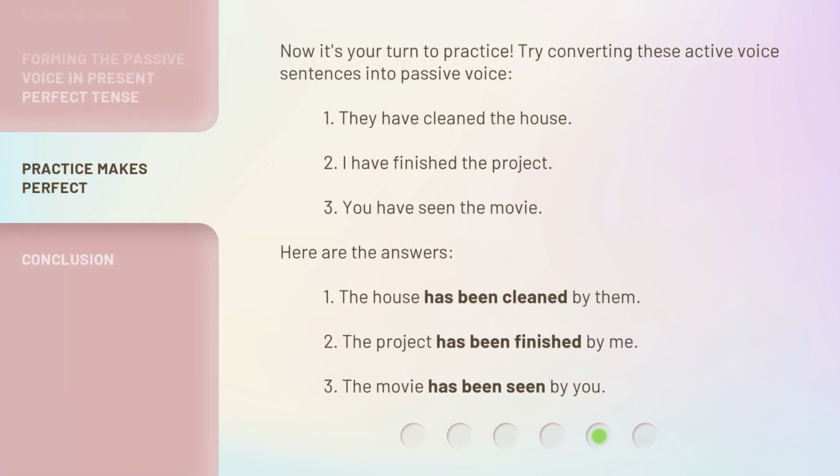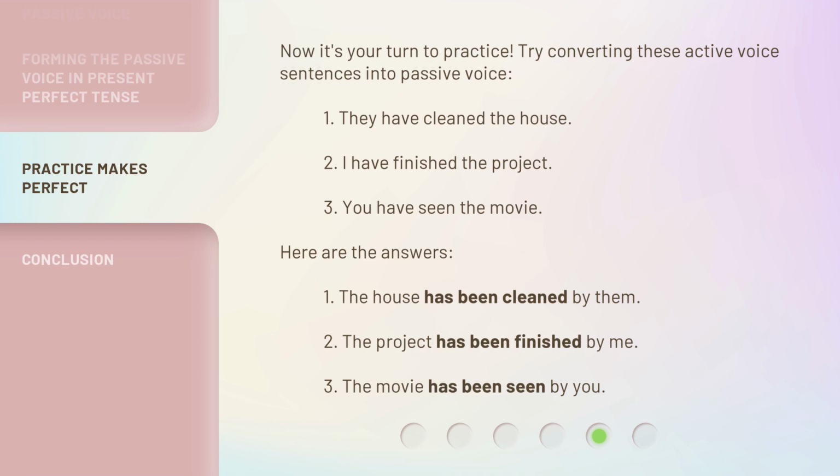Now it's your turn to practice. Try converting these active voice sentences into passive voice. 1. They have cleaned the house. 2. I have finished the project. 3. You have seen the movie.